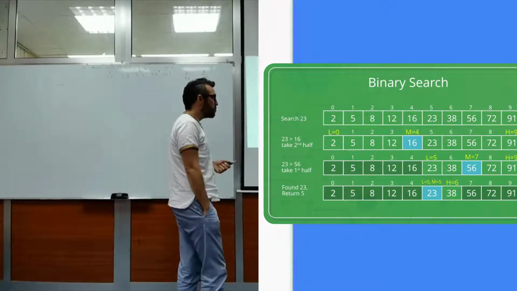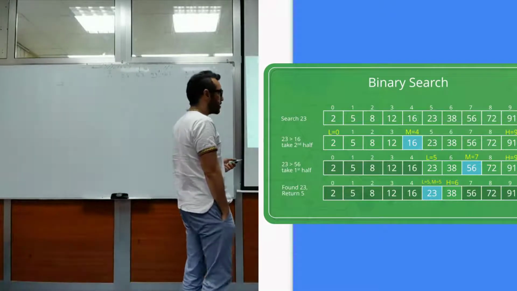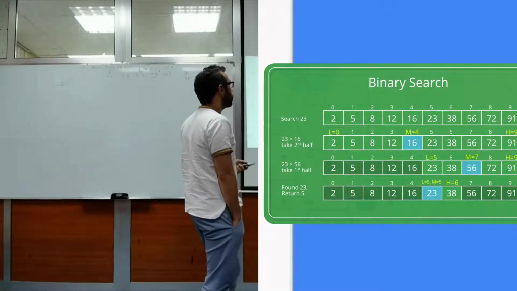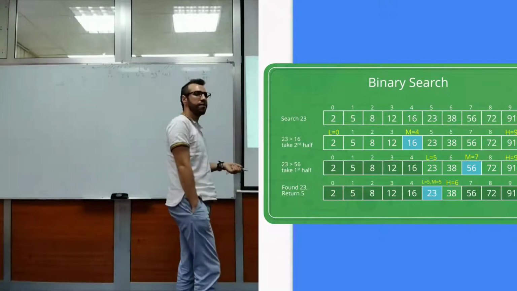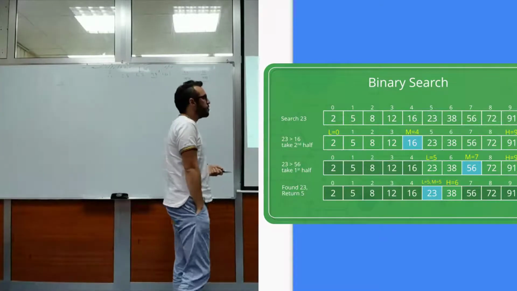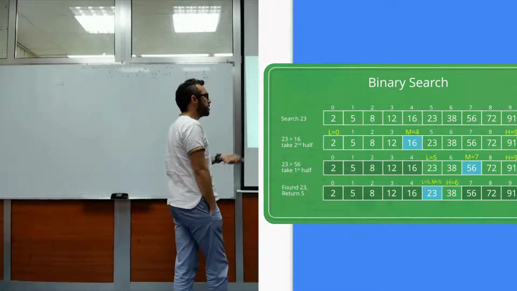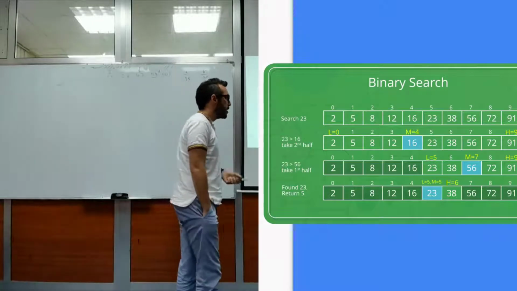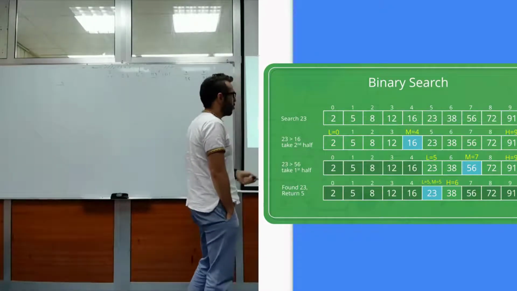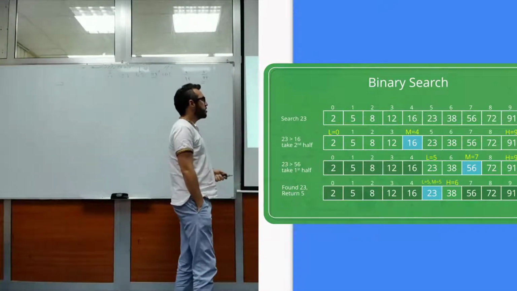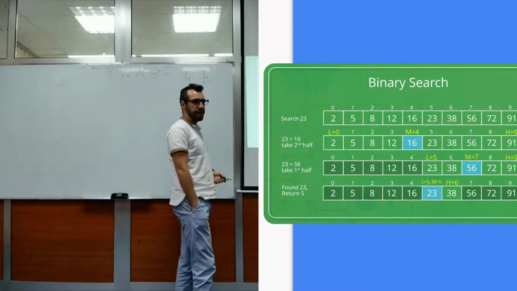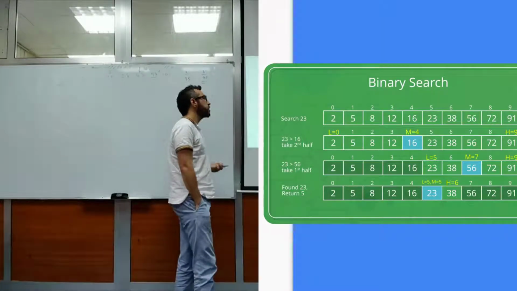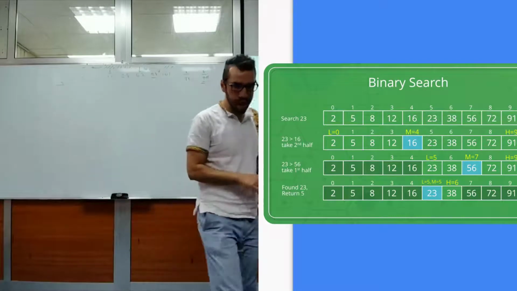The remaining elements are from 23 to 91. Since we have 5 elements, the middle is 56. Since it is greater than 23, this time we are focusing on the left half. Now we have 2 elements, and in case of having an even number, it checks the one that is left of the middle. So we are checking whether 23 is equal to 23, which is true, that's why we are returning the result. So that's just another example of binary search.